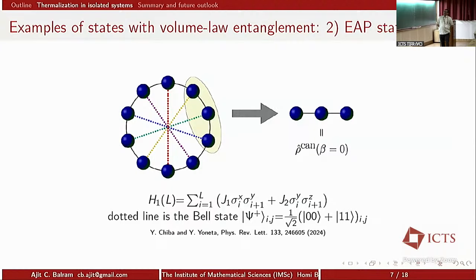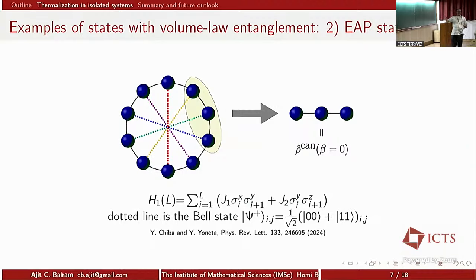Another example that is known is what is called entangled antipodal pair states. In this, you put the 1D system on a ring and you make Bell pairs between antipodal points. So these two are in a Bell pair, these two are in a Bell pair. All of these antipodal points share a Bell pair, and this Bell pair is just |00> + |11>. Entangled antipodal pair.